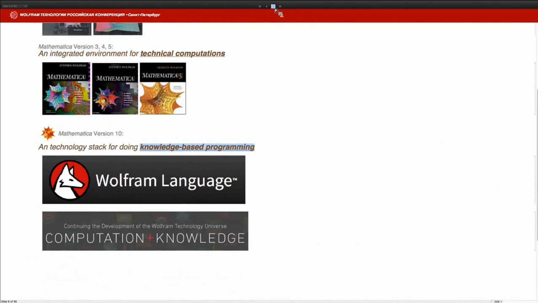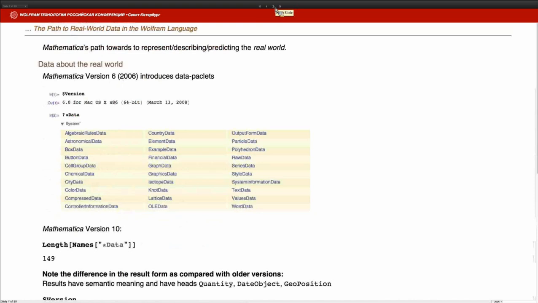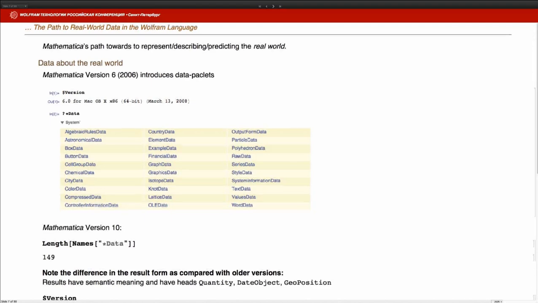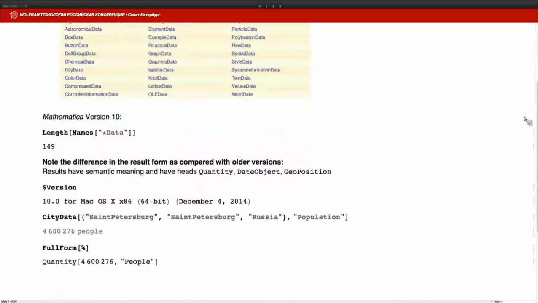What is needed to do this? What did we have to build? How will we continue? And how is it useful? So let's look at some concrete examples. The most important functions to get data that we have had for nearly 10 years are the various *Data functions. If we ask in version 6 what functions there are with the name ending in Data, we get some that have to do with formatting, like BoxData, ButtonData, CellGroupData. We get some that have to do with mathematics, but we also have CountryData, ElementData, SeriesData, again mathematics, PolyhedronData.